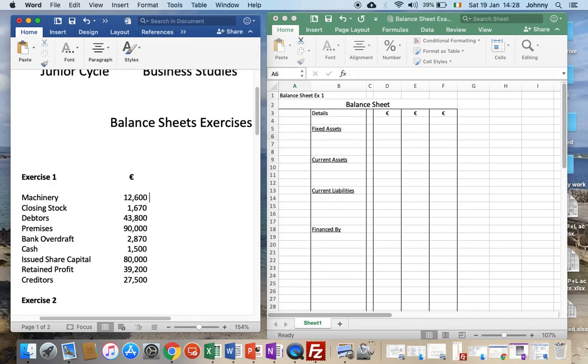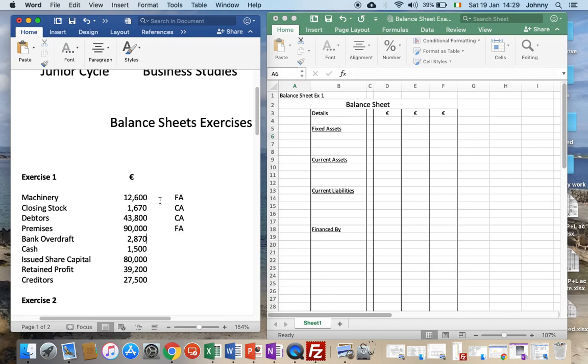So machinery, well, machinery is something I have at the moment. It's going to last a long time. So that's something that we have. So that's a fixed asset. Closing stock. So this is something we have at the moment that we're going to use up fairly soon. So that's a current asset. Debtors, people who owe us money. So that's money that is owed to us. It's a plus for us. So that's also a current asset. Premises, so it's our own building. So that's a fixed asset.